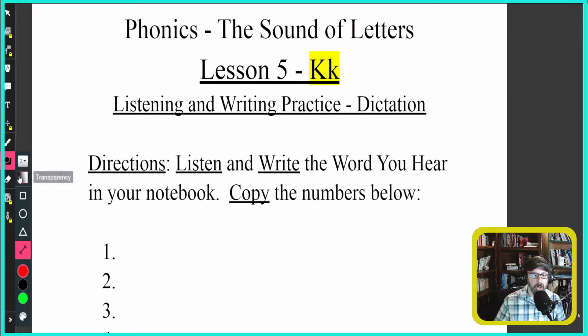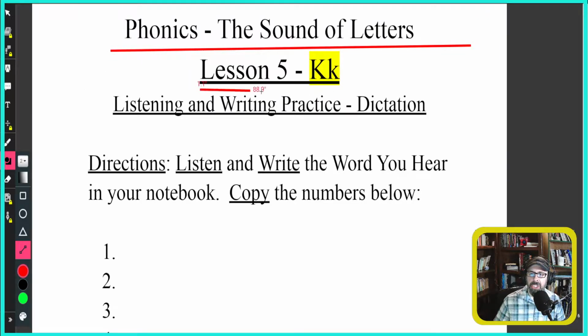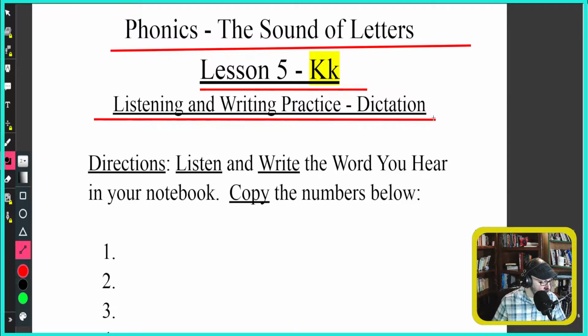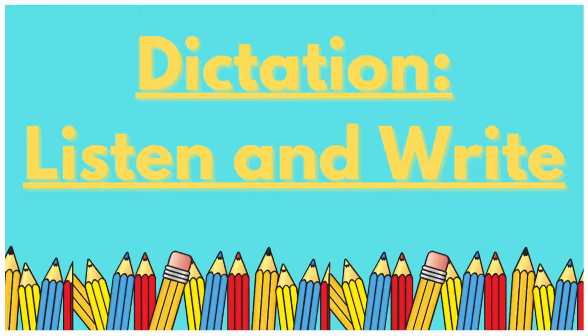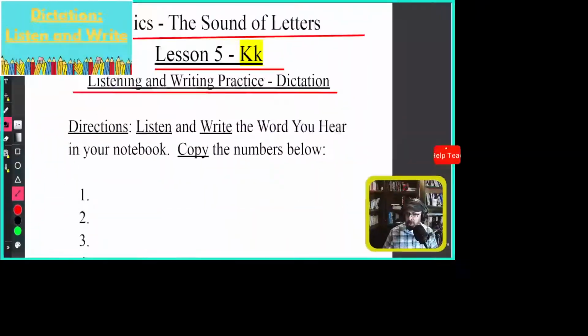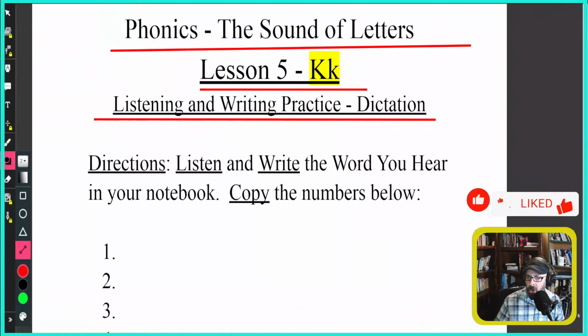Okay. All right, so let's continue with phonics. Okay, so phonics, the sound of letters. Continuing with letter K. Now listening and writing practice, a dictation. Okay. All right, so let's go to the third activity. Okay, this will be, not listen and repeat, actually. Dictation. Okay, listen and write. Okay. All right, so let's go back to our sheet here. We're going to start with number 1.